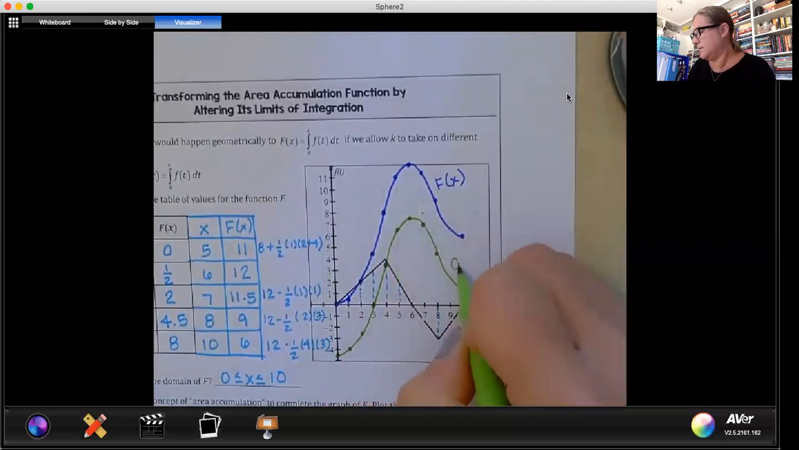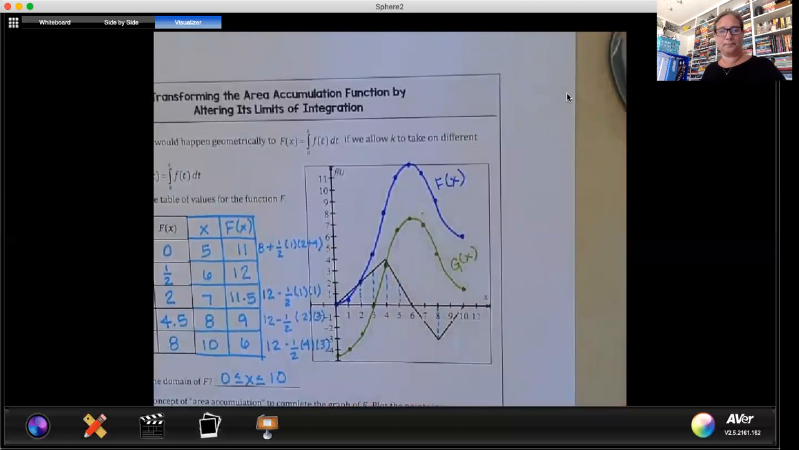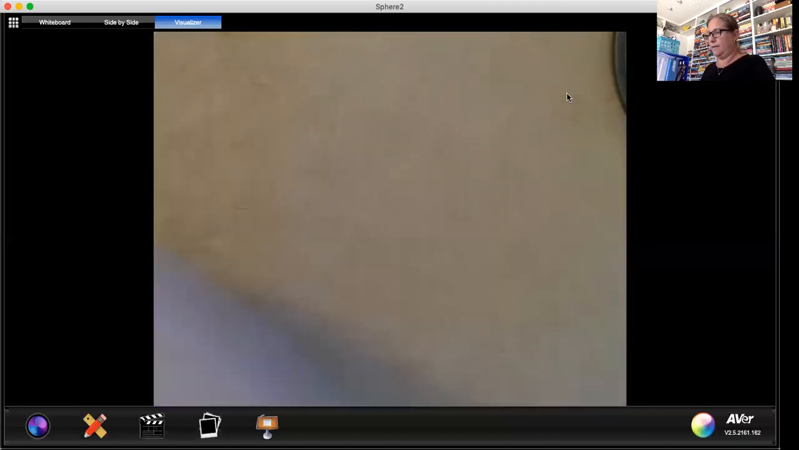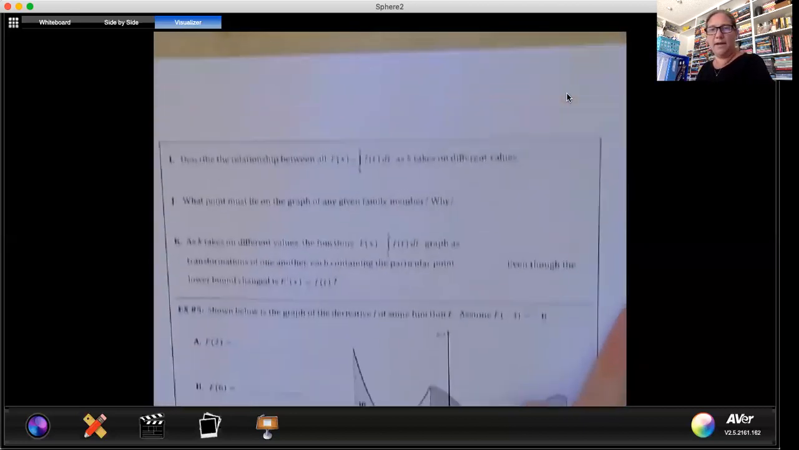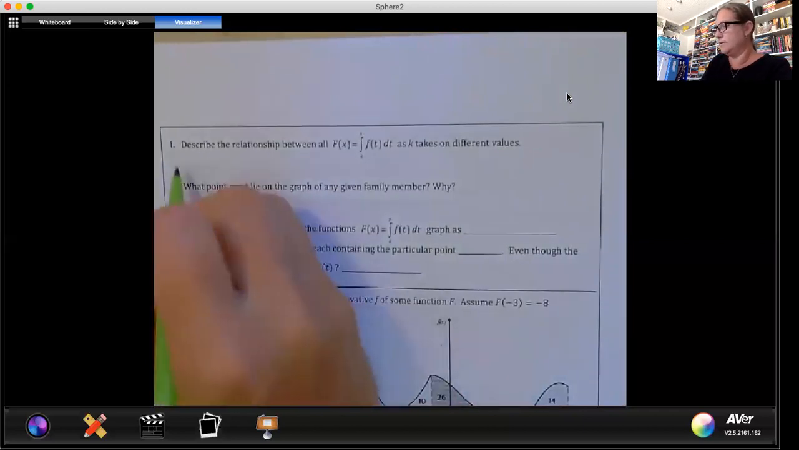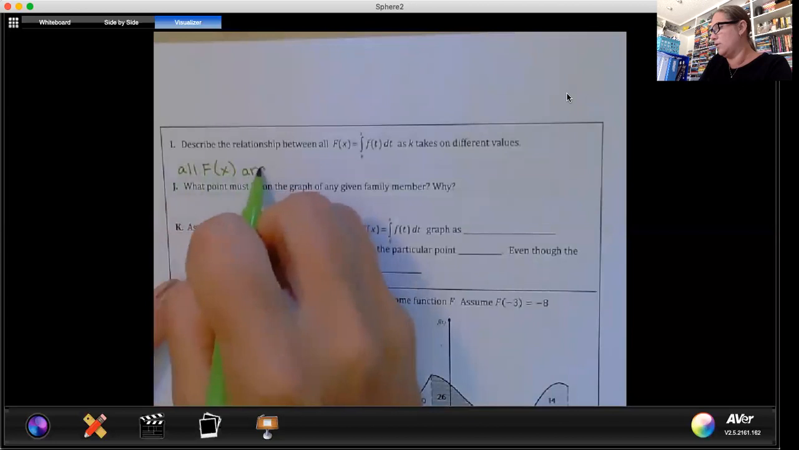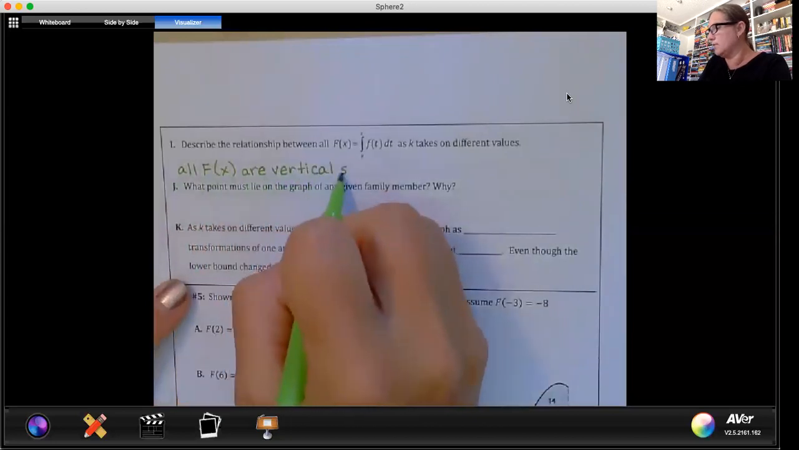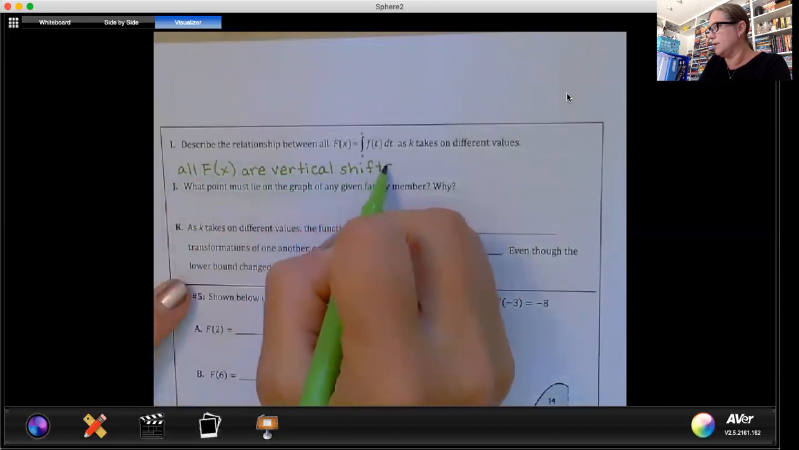And label it g of x. We're going to continue to talk about these graphs here on the next page, just some fill-in information of what we have already found. Describe the relationship between all of those values as k takes on different values. All f of x are vertical shifts of each other. Vertical shifts just means they're going to be moving up and down.